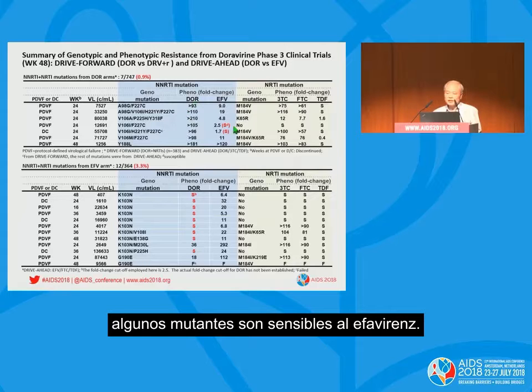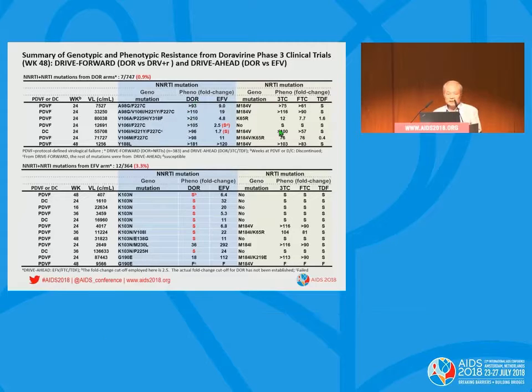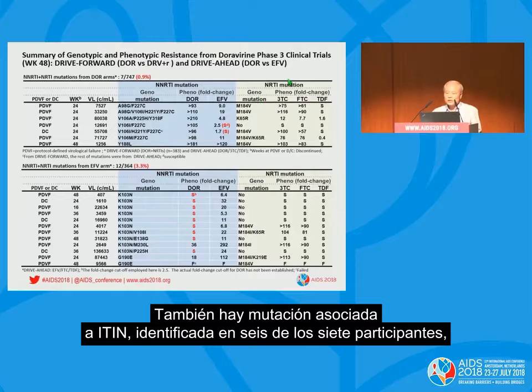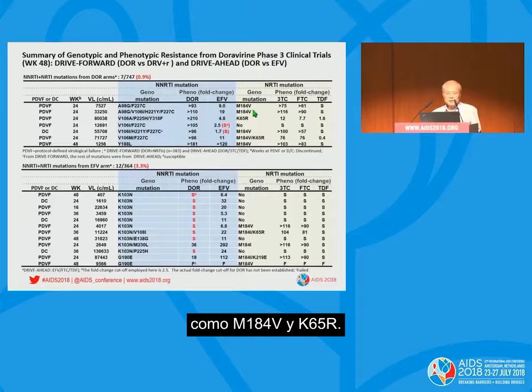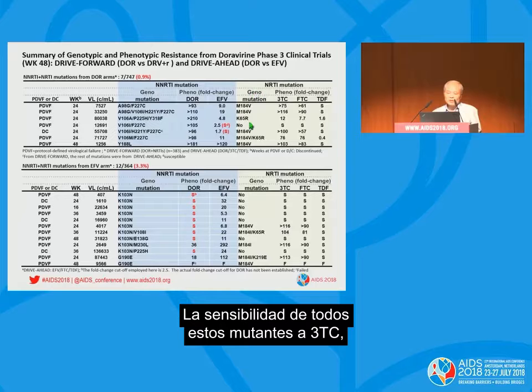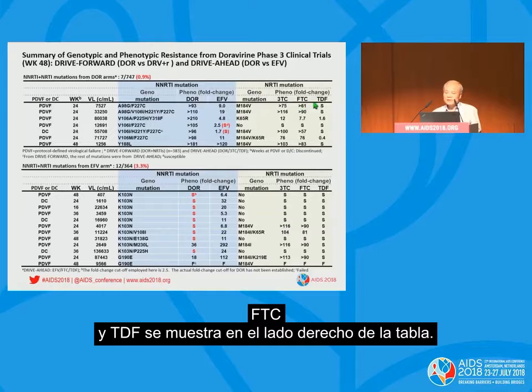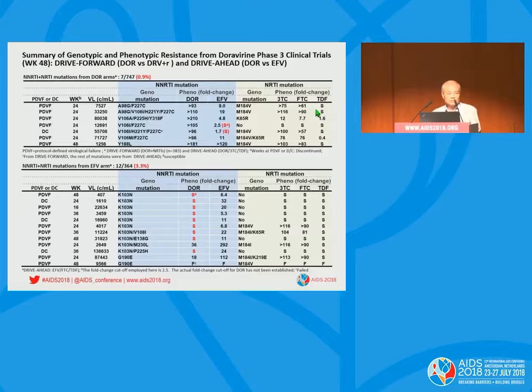A couple of mutants are susceptible to efavirenz. There are also NRTI-associated mutations identified in 6 of the 7 participants, such as M184V, K65R. The susceptibility of all these mutants to 3TC, FTC, and TDF are shown on the right-hand side of this table.